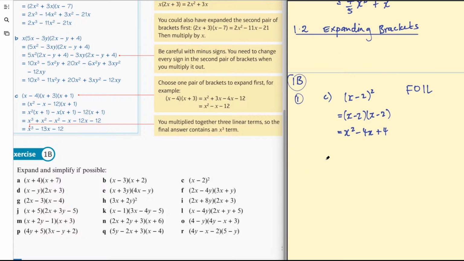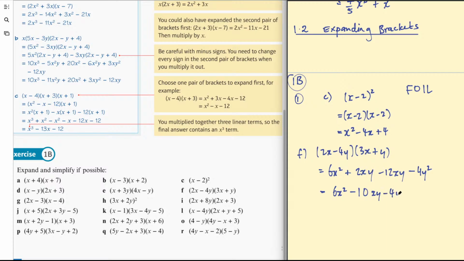Okay. 2x take 4y multiplied by 3x plus y. So what I'm saying here is we're multiplying the first terms, 2x multiplied by 3x, that's 6x squared. The outer terms, 2x multiplied by y is 2xy. The inner terms, negative 4y multiplied by 3x is negative 12xy. And then the last terms is negative 4y times y is negative 4y squared. And then we need to simplify, combine those middle terms, we'll have 6x squared, positive 2x take 12x is negative 10xy, take 4y squared.